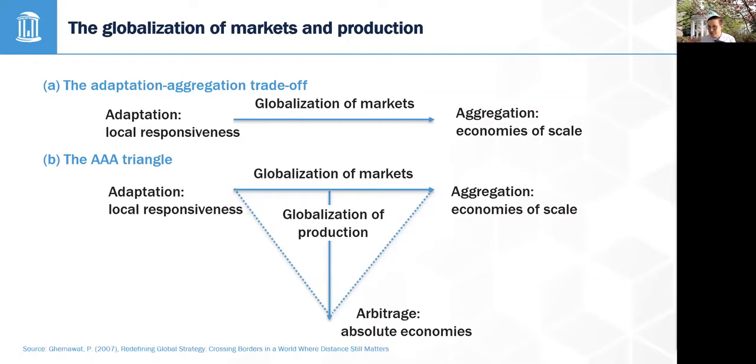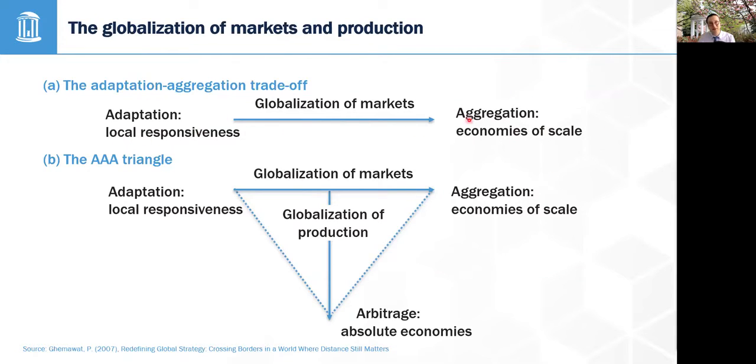That brings us to the AAA framework. We're thinking here about the globalization of markets and production. Here we have the adaptation aggregation trade-off. And specifically, these are generic strategies for global corporate strategy. You can think of adaptation primarily as increasing willingness to pay. So modifying not just your product, but also maybe policies or pricing or competitive positioning in order to make your offering more appropriate for a particular market. There is cost of doing that.